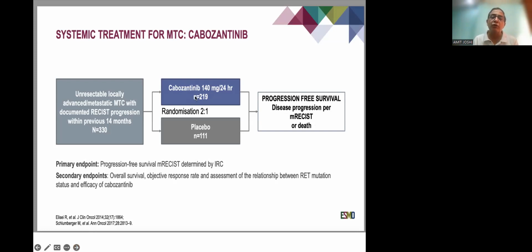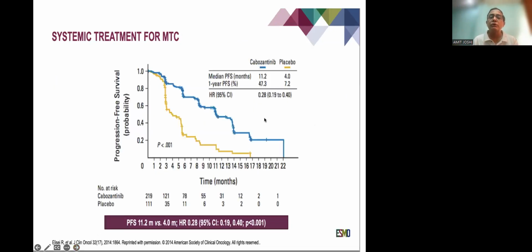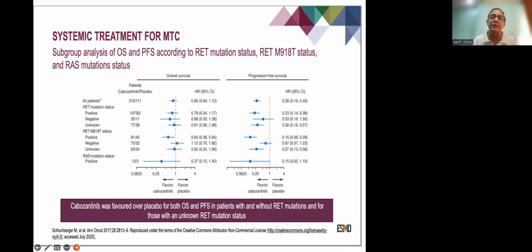So cabozantinib 140 mg versus placebo in metastatic medullary thyroid cancer that had progressed, with no standard treatment for these patients at that point of time. The median PFS in the cabozantinib arm was around 12 months compared with the placebo arm. It's a doubling of the disease control in the cabozantinib arm. Not doubling, it's practically tripling of the control of the disease in that arm.